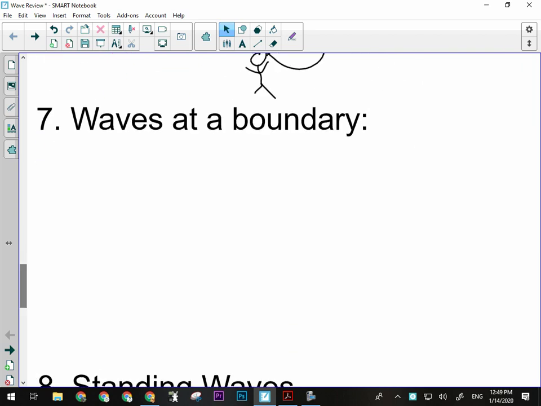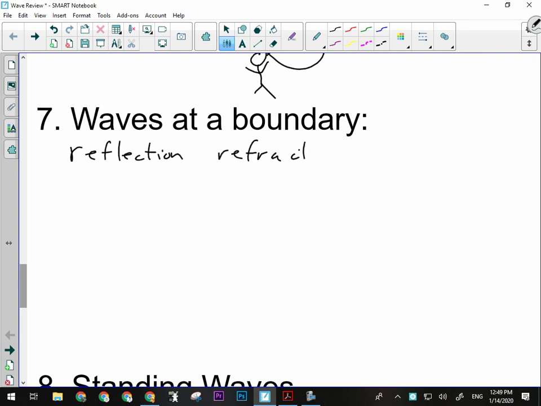Okay, waves at a boundary. So this is wave behavior. This is where we're talking about things like reflection, refraction, diffraction, and transmission.